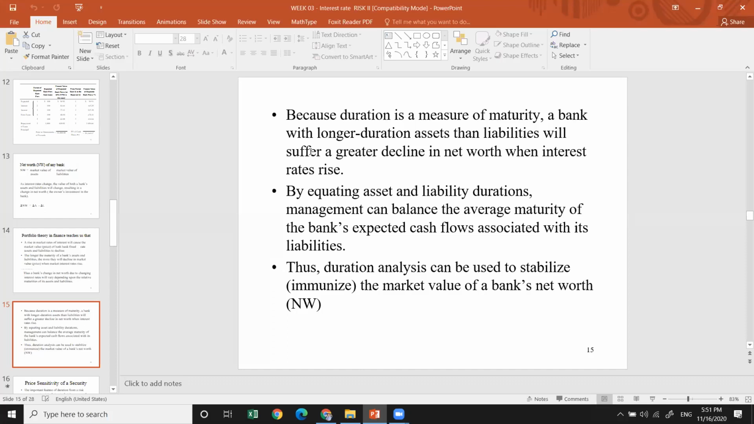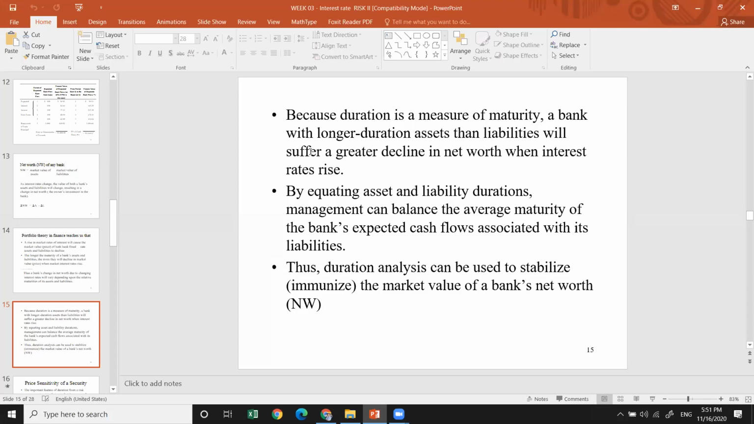So by equating the asset and liability, duration management can balance the average maturity of the bank's expected cash flows, which is associated with its liability. So duration analysis can be used actually to stabilize, or we can say in another word to immunize, the market value of the bank net worth.